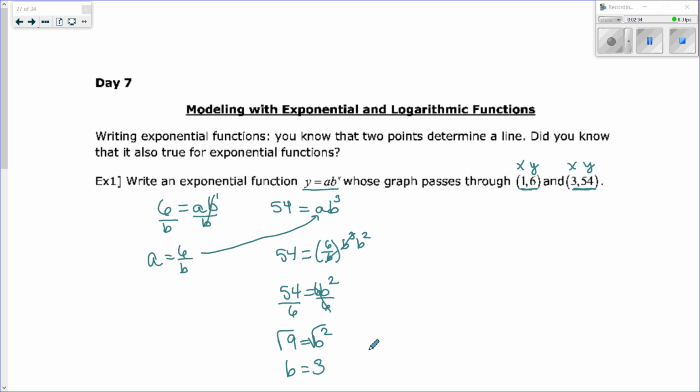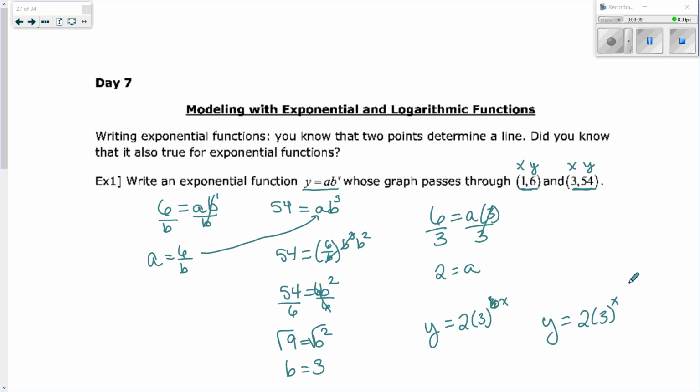So now I need to find a, and in order to find a, I'm just going to substitute in. So 6 equals a times 3 to the first, which is just 3, so divide by 3. And 2 is equal to a. So my equation then is y equals 2 times 3, oh, not to the b, that should be to the x. So let me write that over again. So it's y equals 2 times 3 to the x. And that is our exponential equation.